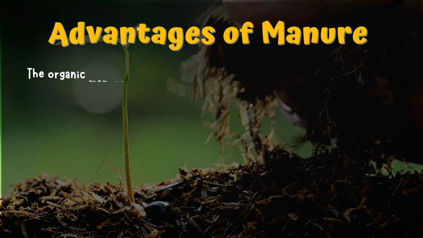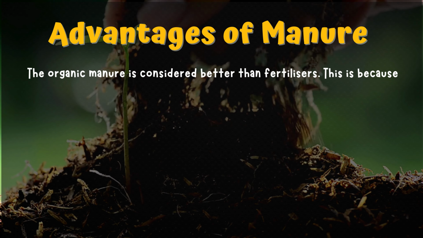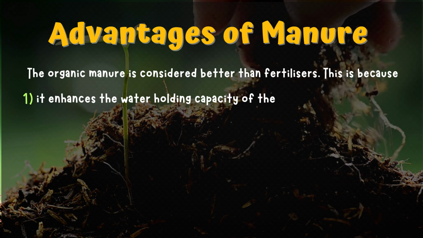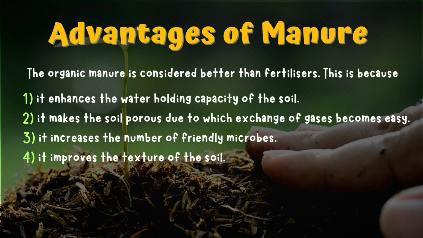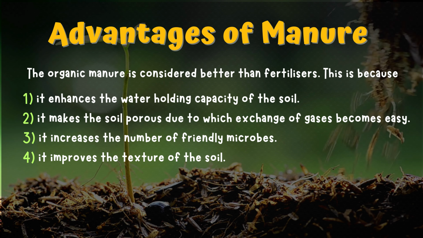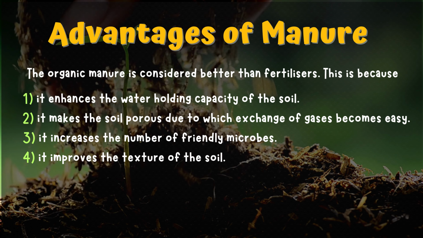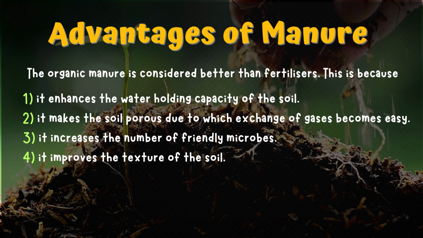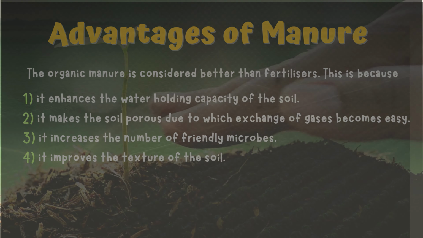Advantages of manure. The organic manure is considered better than fertilizers. This is because 1. It enhances the water holding capacity of the soil. 2. It makes the soil porous, due to which exchange of gases becomes easy. 3. It increases the number of friendly microbes. 4. It improves the texture of the soil.